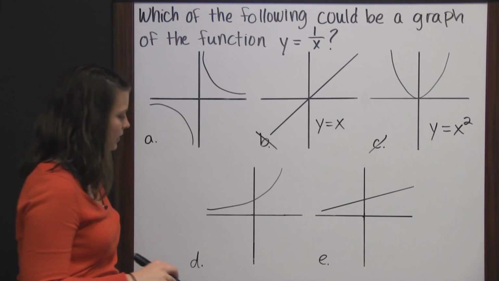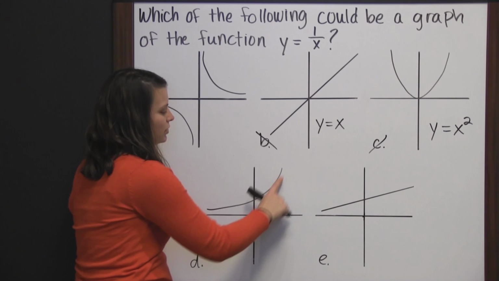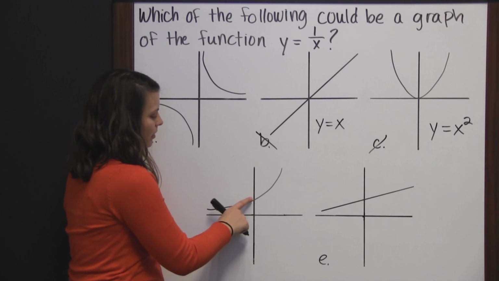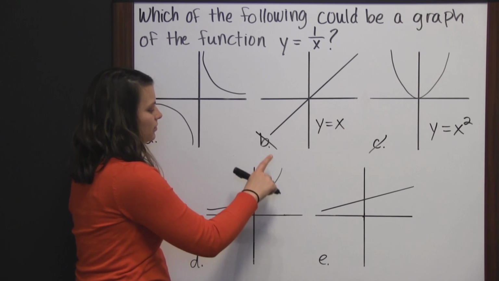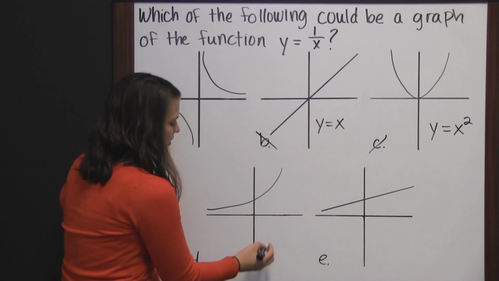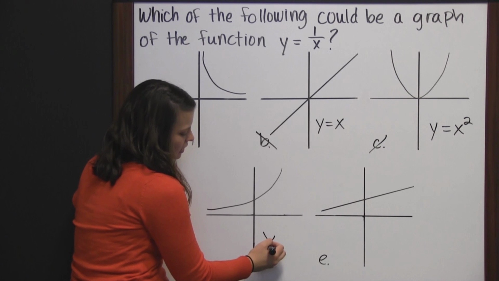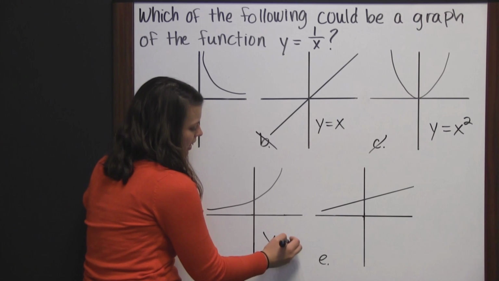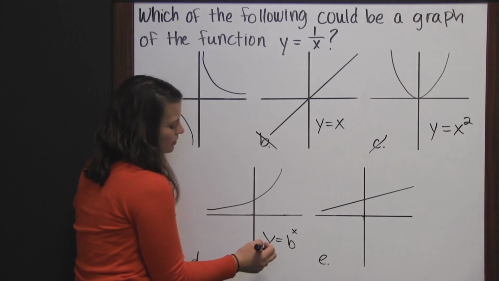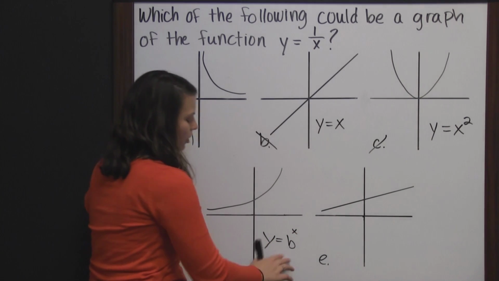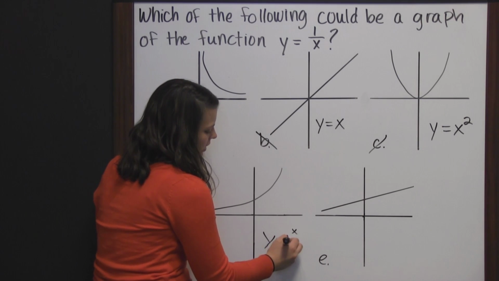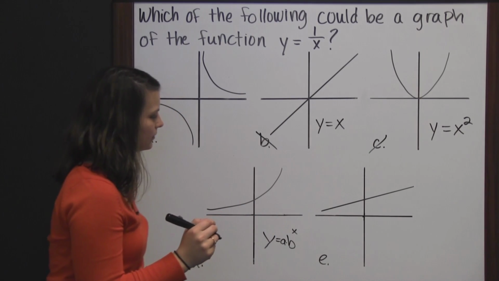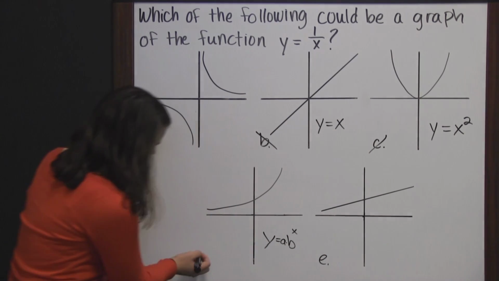On D, this is what an exponential function looks like. It starts out increasing slowly, but then it begins increasing faster. And that parent function is y equals a number to the x value, or b to the x. That's not the parent function, that's just the form. It's actually y equals a times b to the x. But again, not a rational function. So we can eliminate D.